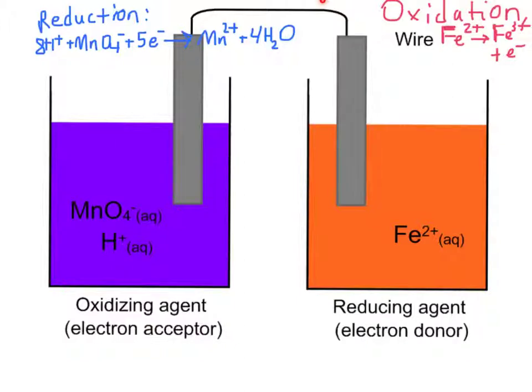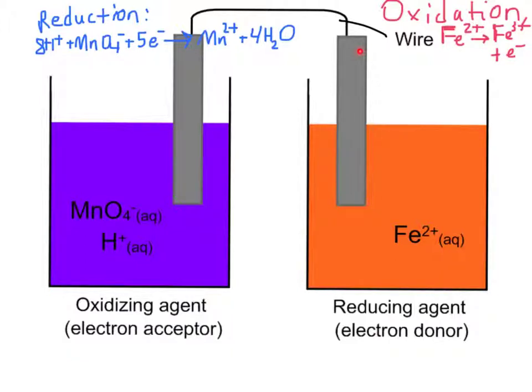The key is this: we have to separate the oxidizing agent from the reducing agent. Here we're putting the oxidizing agent in this beaker and the reducing agent in this beaker. We're separating them, so we require the electron transfer to occur through a wire. And that wire is right there. The electrons are going to have to travel through this wire to be transferred.